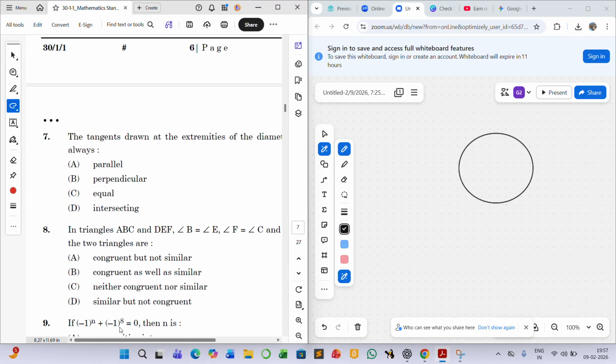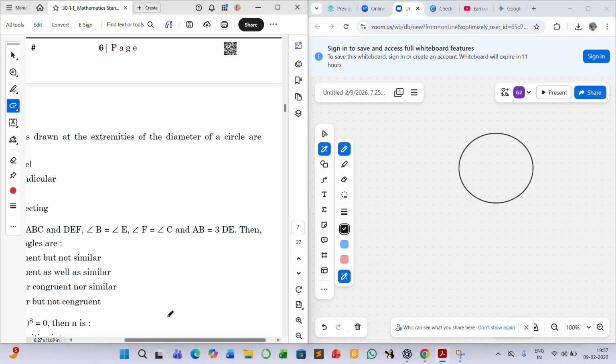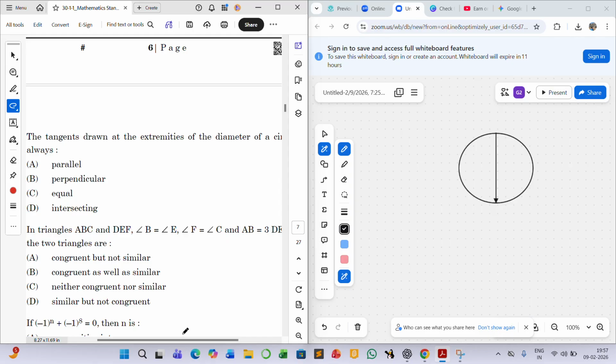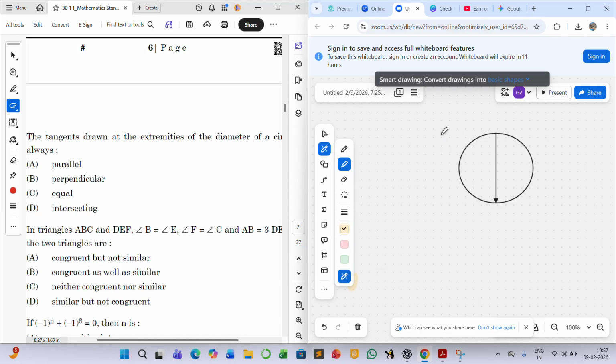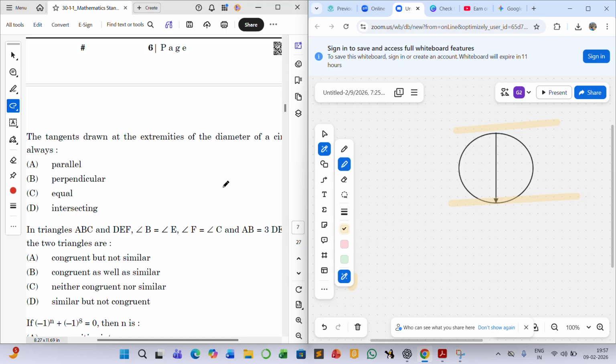Now again, tangents drawn at the extremities of the diameter of the circle. So the diameter is like this, right? What we are asked is about the tangents drawn. If the tangents are drawn like this at the two extremes, then they are parallel, right? Because they will never intersect each other. So the answer is parallel.